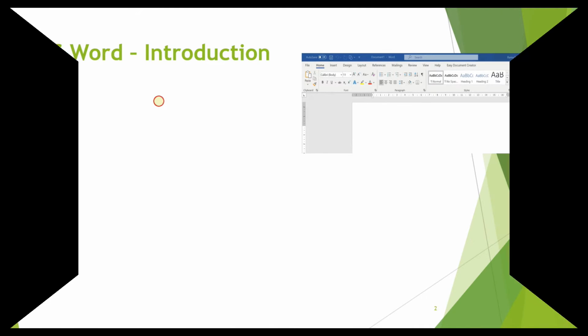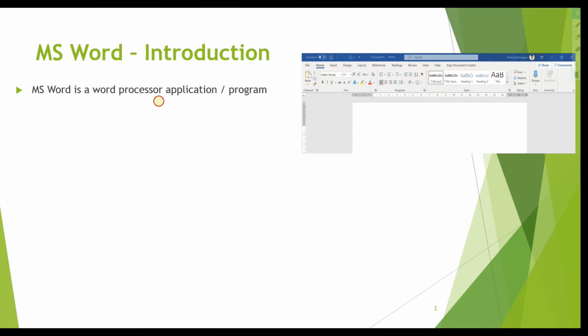MS Word is a word processor program or application developed by Microsoft.